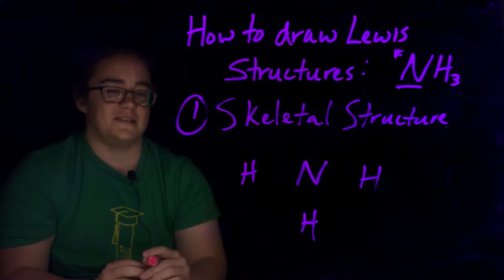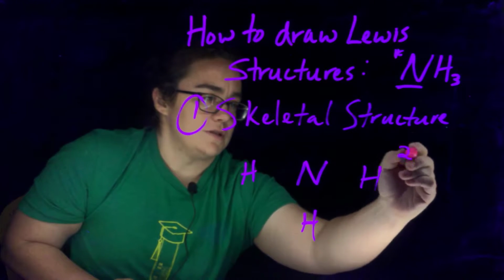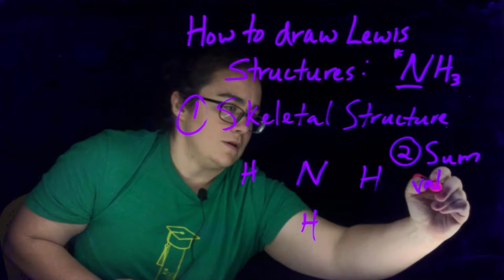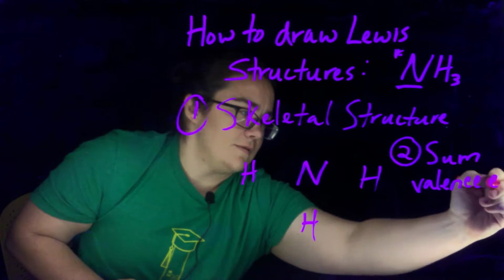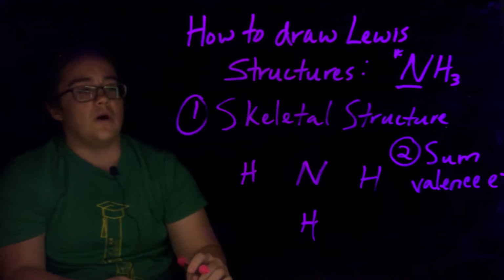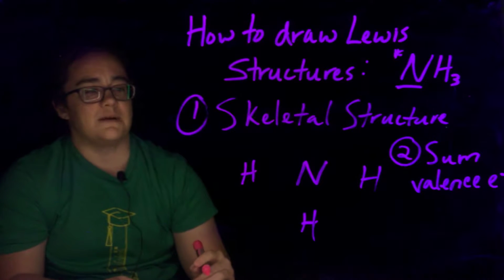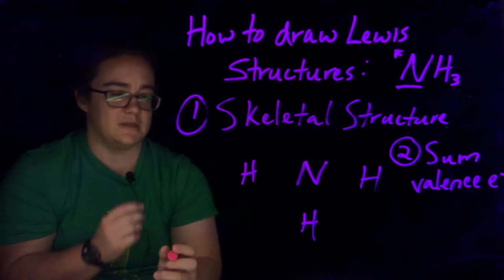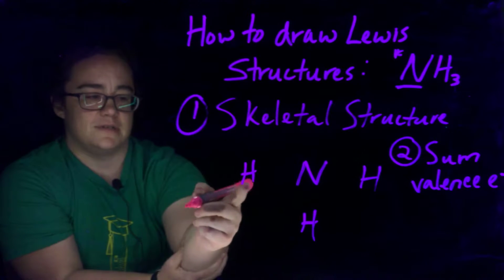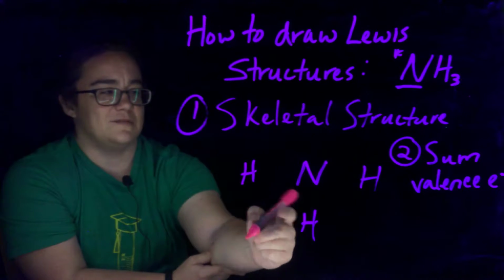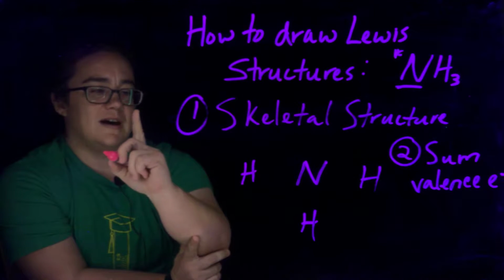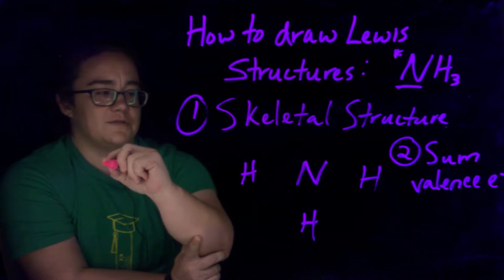All right, so once that's done, number two, we want to sum the valence electrons. And hopefully, if you guys remember how to know how many valence electrons an atom has, it's essentially going to be whatever column it is in the periodic table, right? So we look in the periodic table, we'd find hydrogen in the first column. So that means it has 1 valence electron. And then we have nitrogen. Nitrogen in column 5, it has 5 valence electrons.